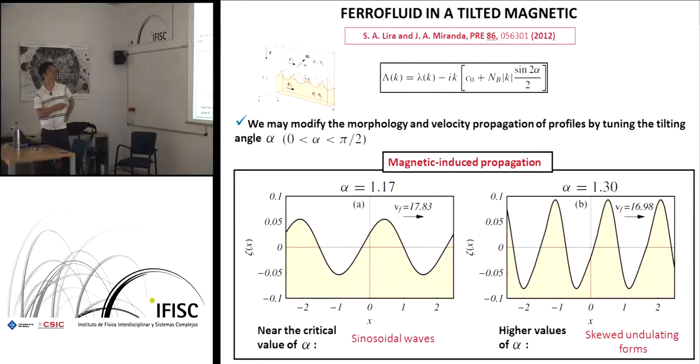Something interesting happens if you tilt the magnetic field. You can induce waves on this profile. These waves also saturate in amplitude, and you are able to calculate numerically their propagation velocities. So they are nonlinear waves. We can show that they depend on the amplitude of the waves.